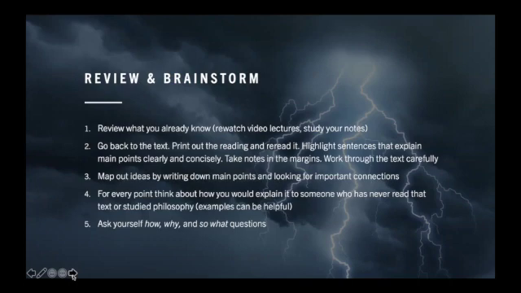But since you're going to be writing a paper and giving an exposition, you also want to go back and reread the text. It's a good idea to print it out so that you can read it more carefully. You can highlight sentences that explain main points, write marginal notes, do whatever you can to actively read the text and work through it very carefully. After you're done rereading, map out the ideas that you're going to use for your paper. Make sure you're writing down main points and look for important connections or things that you can elaborate on.